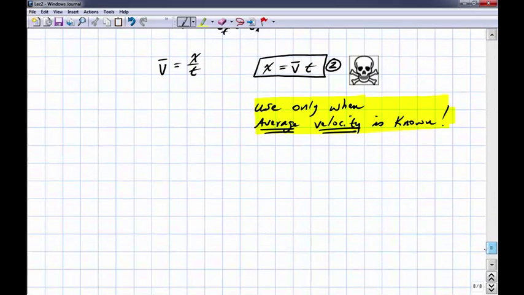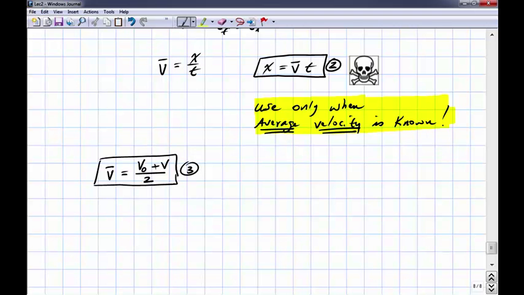Now, it turns out when an object undergoes constant acceleration, the average velocity can also be determined by calculating the average of the initial velocity and the final velocity. And so to do that, we would just add the initial plus the final velocities and divide by 2, and that will obtain the average velocity for us. That is equation number 3.